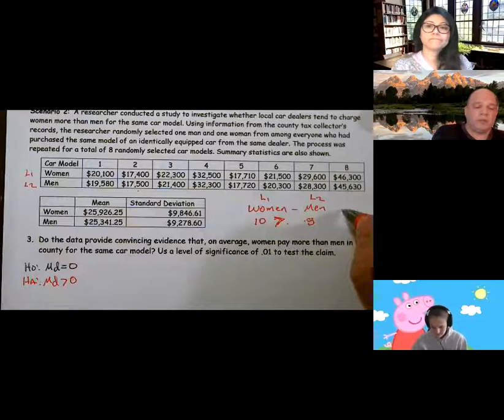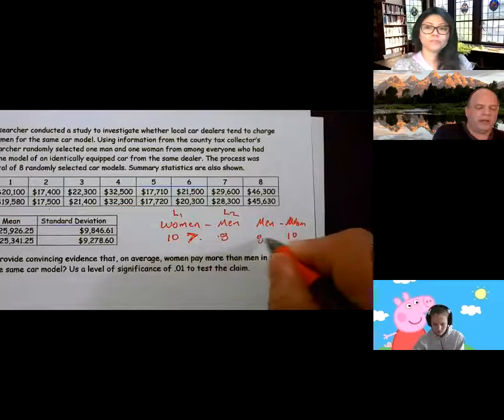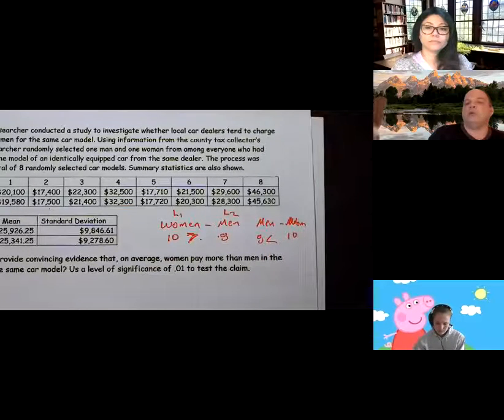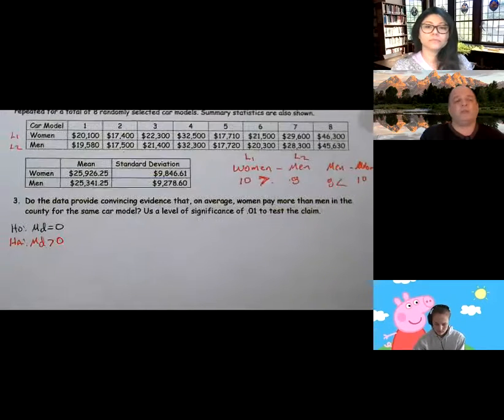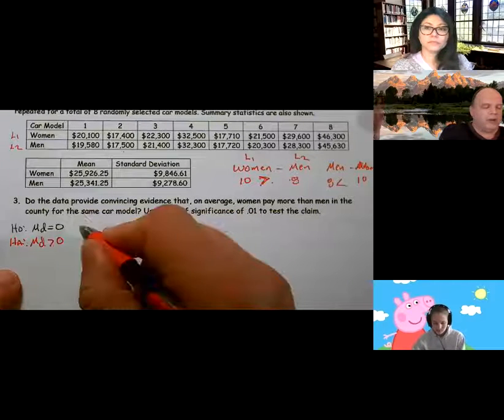And let's just say you've done men minus women. That's not wrong. If you had done men minus women, you say, well, the women paid $10, the men paid $8, and then you would have to change your inequality. So take a moment and do that every single time. That way when you go to define it, everything makes sense and your inequality is in the right spot.